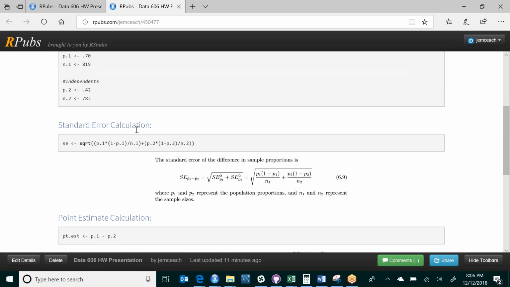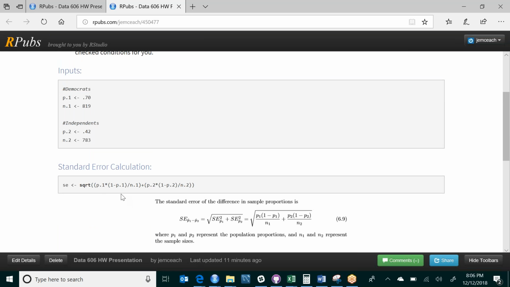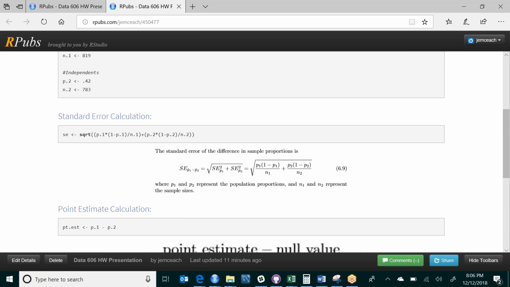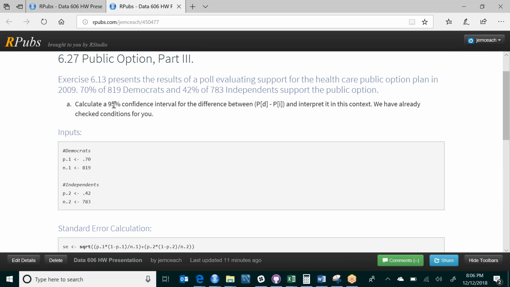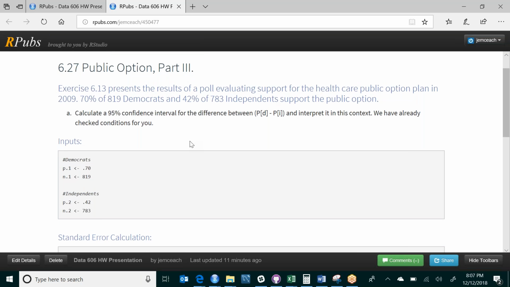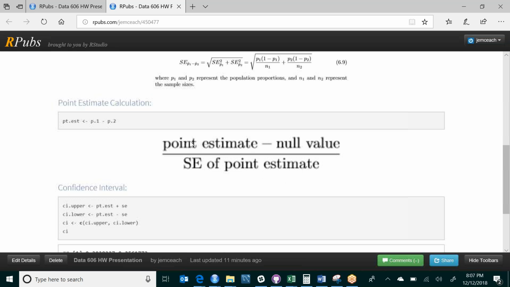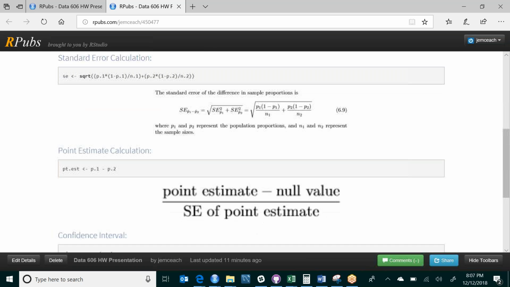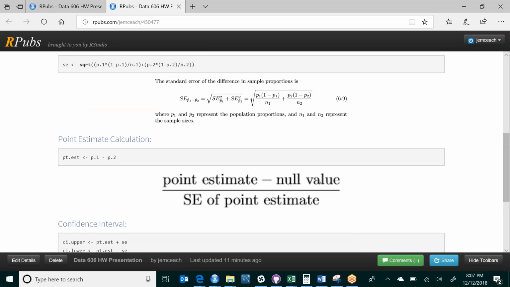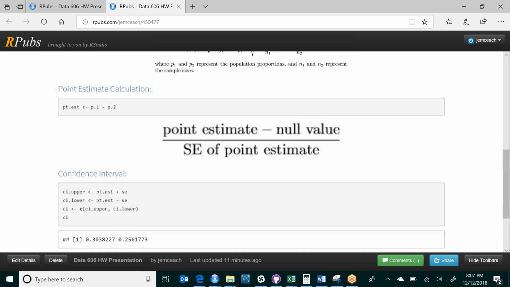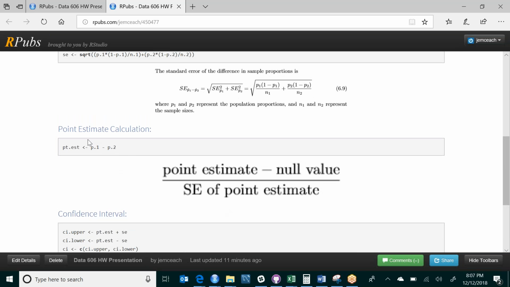We have the standard error calculation, which I included from the textbook for reference, in which we evaluate these inputs using the square root. The goal of this question is to calculate a 95% confidence interval and interpret it. With the standard error calculation, we also need a point estimate calculation, which I also included from the textbook.